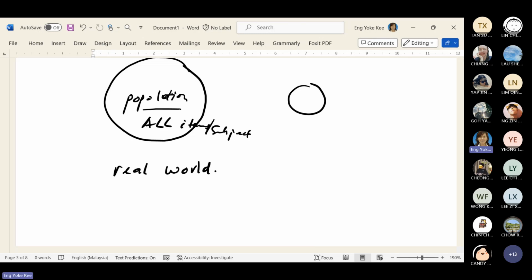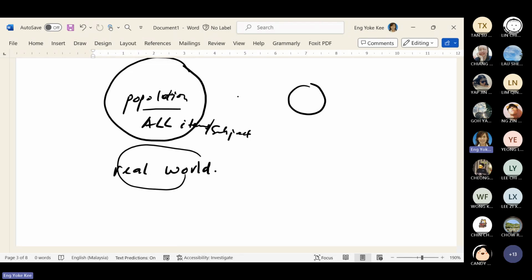So you want to study everyone. You want to look at the behaviors. You want to look at stock market behavior, for example. You want to look at investor behavior, for example. So that will be your population, right? But unfortunately, can you see the real world? You can't. The real world is too big for you to see.